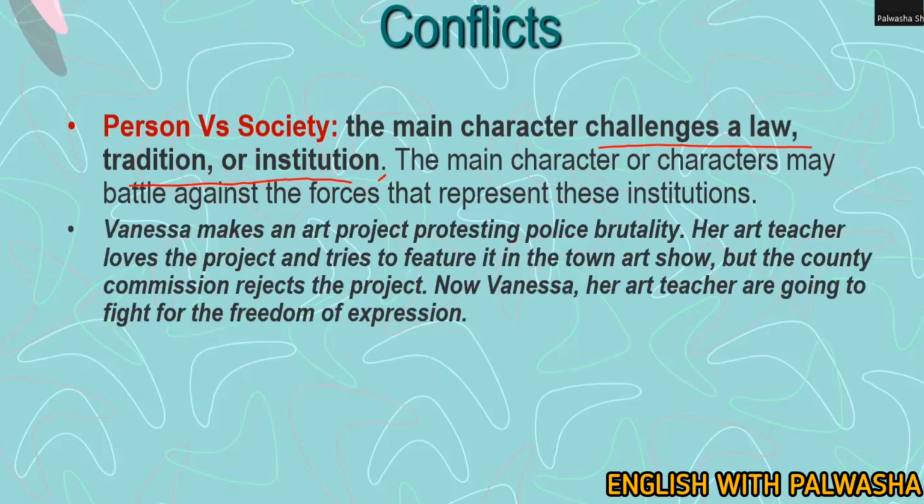Okay, so Vanessa makes an art project for protesting police brutality. Her art teacher loves the project and tries to feature it in the town art show. Okay, but the county commission rejects the project. So ये तो society के साथ ही ना clear and cut conflict हो गया. Now Vanessa and her art teacher are going to fight for the freedom of expression.